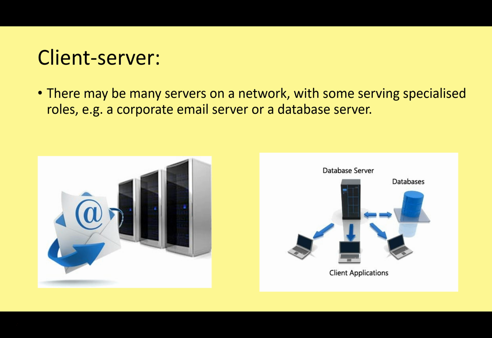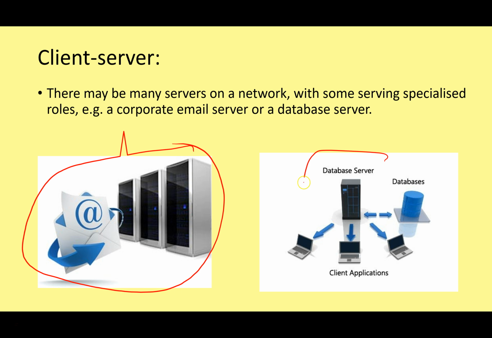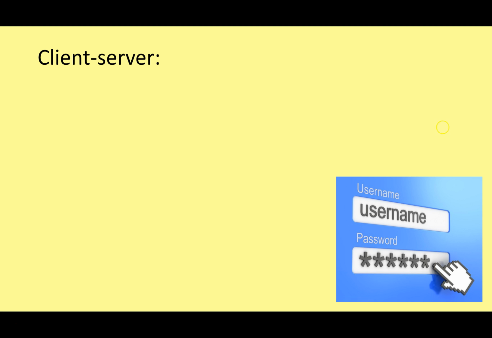There may be more than one server on a network. You could have different servers with different specialized roles. So for example, you might have one server for your email. You might have another server just for the database. So often in these diagrams, you'll see one server and many clients, but you could have different servers with a specialized function, especially in big business.